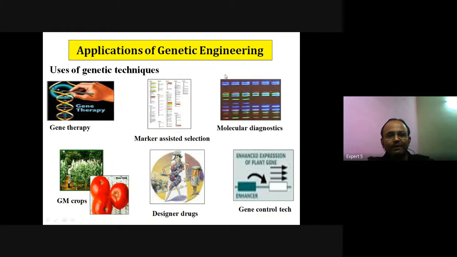These are some basic applications of genetic engineering, which utilize genetic techniques: gene therapy, which is used to treat genetic disorders; marker assisted selection, which is used in plant breeding on the basis of molecular diagnostic tools; genetically modified crops for a specific property, like herbicide resistant plants and insecticide resistant plants; particular proteins or products also produced with the help of genetically modified crops; designer drugs; as well as gene expression that can be controlled through gene control technology.